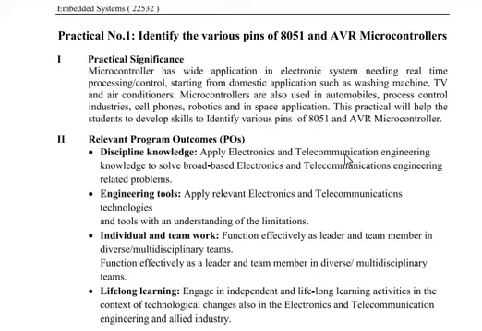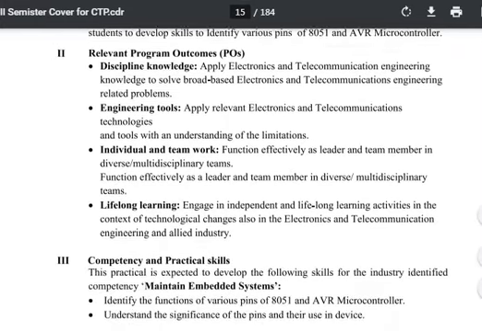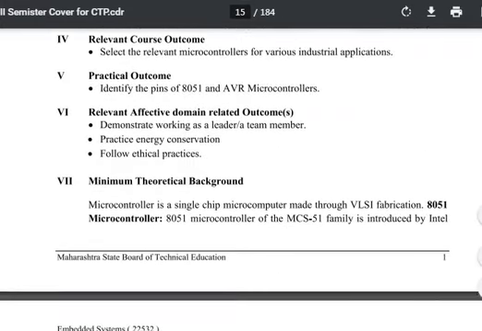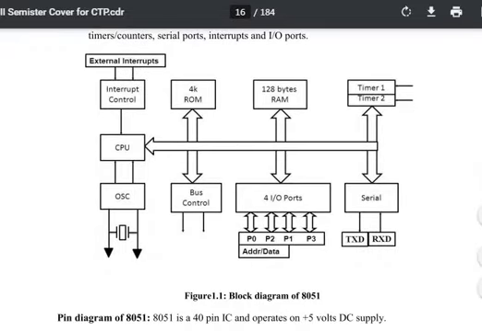Practical number 1, identify various pins of 8051 and AVR microcontroller. The particular microcontroller is used for a lot of general applications, and some special applications as well. Let's start with the 8051 microcontroller block diagram first.